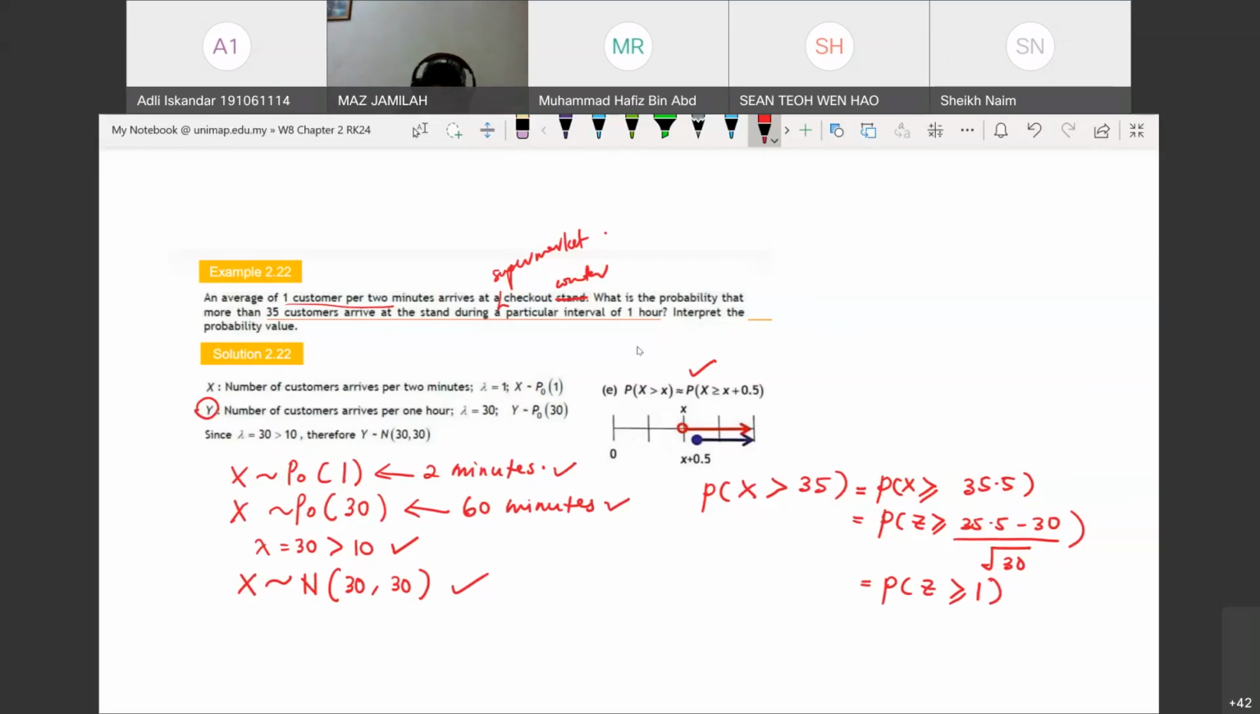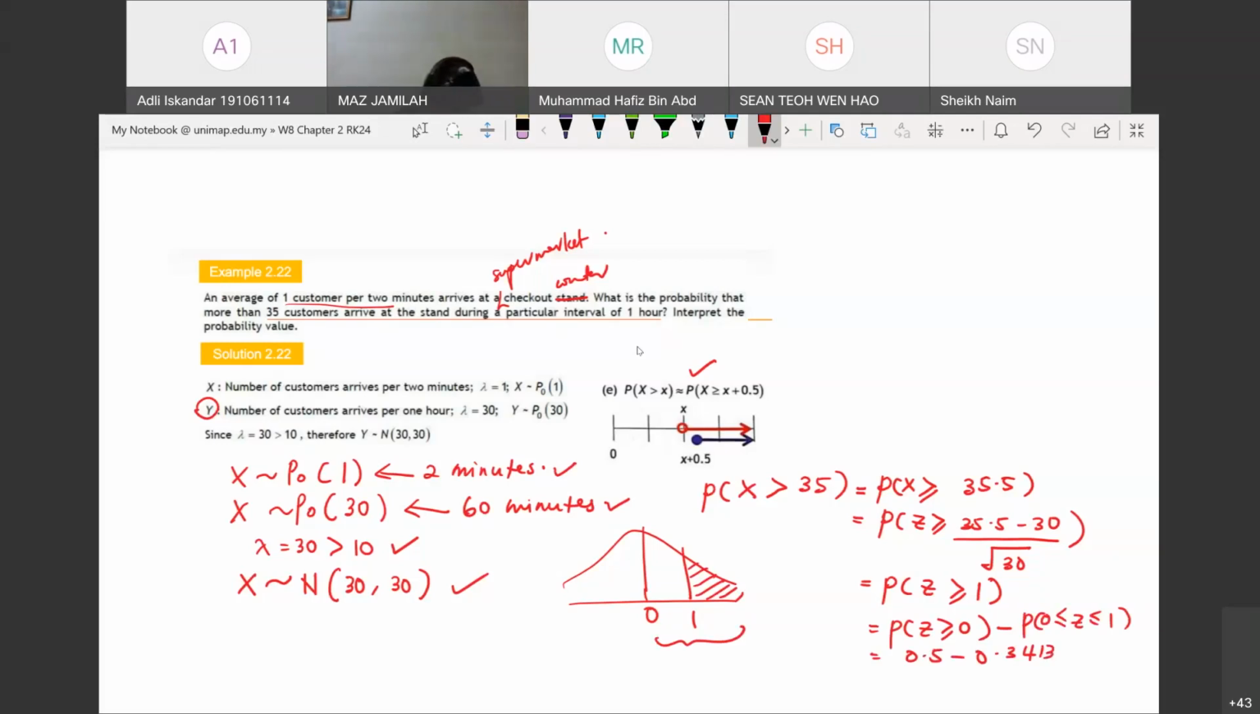And then if you draw, okay, 0, 1 is somewhere over here. Let's say this is 1, greater than 1. So this is the area. If you are using the first table, it will be P(Z greater than or equal to 0), which is half of the area, minus P(Z between 0 and 1). So 0.5 minus 0.3413. You will get 0.1587.